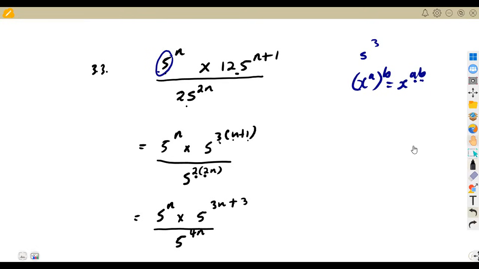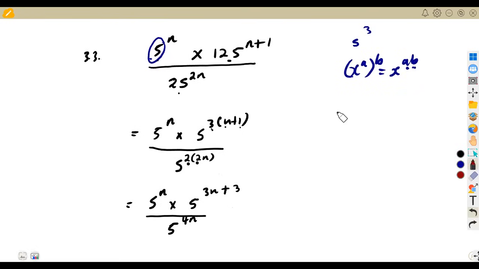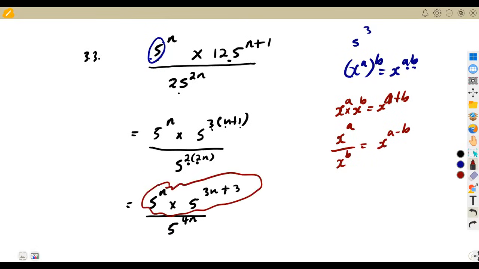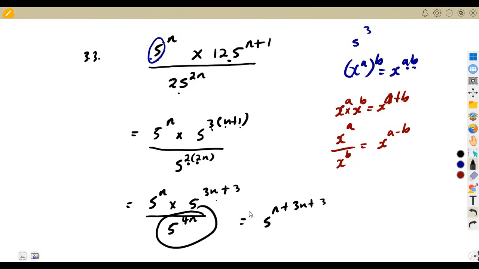Knowing from our exponent laws, if you are multiplying bases which are the same, you add the exponents, a plus b. If you are dividing bases which are the same, you subtract the exponents. On top, we are multiplying the same bases, so we add: n plus 3n plus 3. The denominator is being divided, and when you are dividing, we subtract, so this is going to be minus 4n at the end.